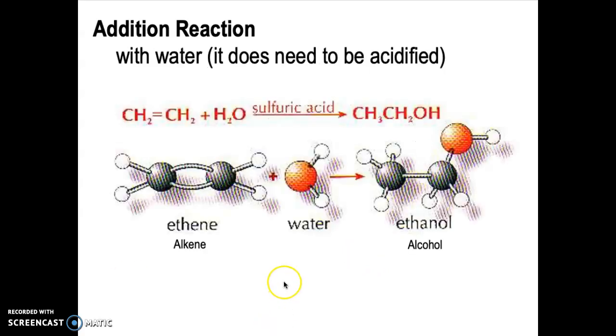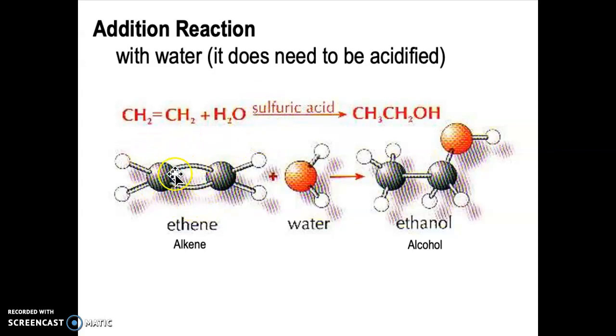This next reaction, again, is an addition reaction. It involves the addition of water. Now, it does need to be acidified, so that's like a catalyst. What you sometimes will see is the formula written H2O/H+. You don't need to write this full word on top of your arrow. Okay, so /H+ is sufficient.